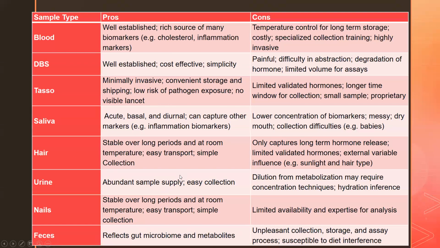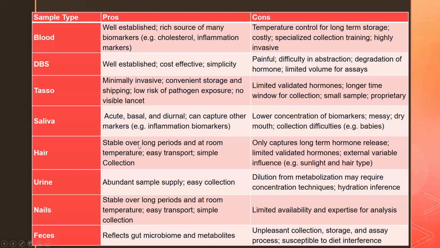So just a quick refresher. One of the great things about blood is that it is very well established and you can get a lot out of it. Ditto with DBS: well established, cost effective, and fairly simple. TAZO, think of this as DBS's older sibling or more advanced sibling, whatever you want to call it. Again, very minimally invasive, and you do get a bit more of your biospecimen.